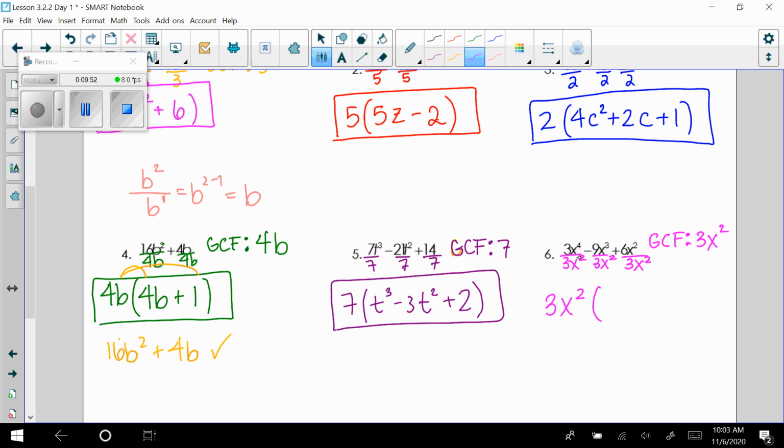So if we take it out of this first one, the 3's cancel out. And then remember, you could subtract the exponents. So 4 minus 2 leaves us with 2. Negative 9 divided by 3 is just negative 3. And 3 minus 2 is 1, so that's just 3x. And then 6 divided by 3 is 2. And then the x squareds, those cancel. So that would be our final answer. And once again, you should check your final answer that they don't share anything in common in the parentheses, which they don't.